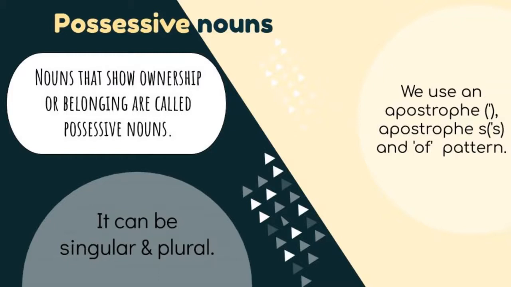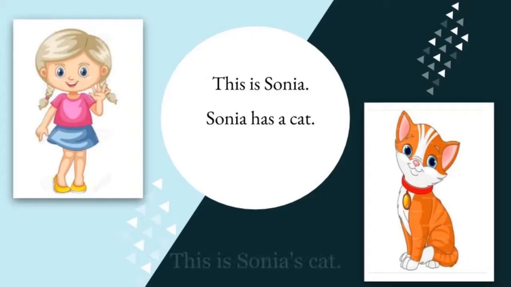And it can be singular and plural. Okay, let me explain again. Nouns that are used to show that something belongs to a person, animal, or thing are known as possessive nouns. We can use apostrophe or apostrophe s for living beings and the "of" pattern for non-living things. It can be singular and plural. Okay, students, let me explain in detail with the following examples.